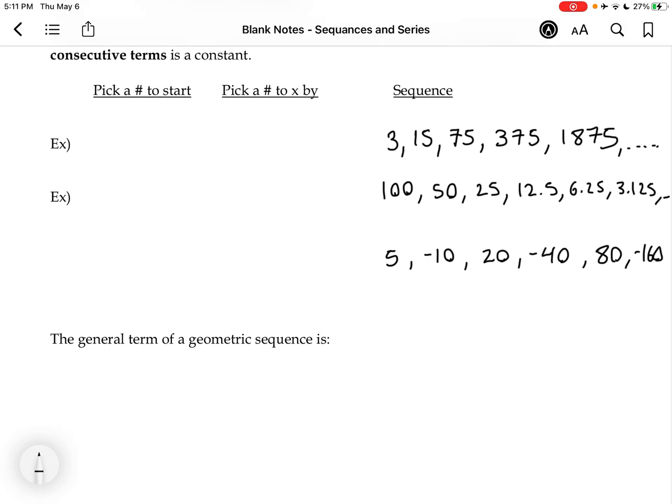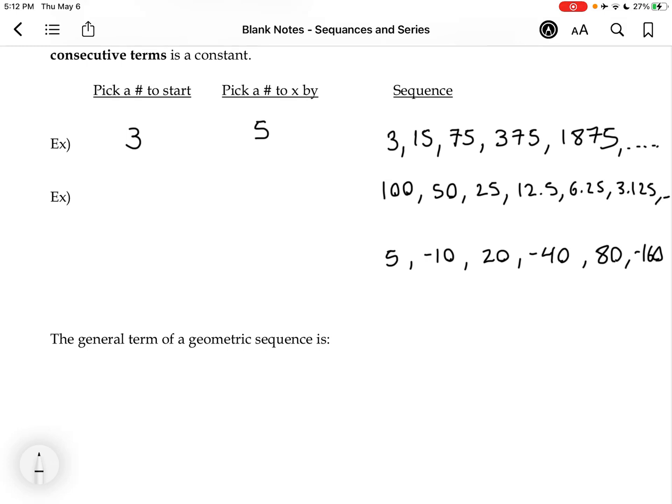In each of these cases, in the first case, I picked a number to start with. In the first one, I picked the number 3. And then I picked a number to multiply by. So each subsequent term was 5 times the previous one. Right? So 15 is 5 times 3. 75 is 5 times 15. 375 is 5 times 75, etc.